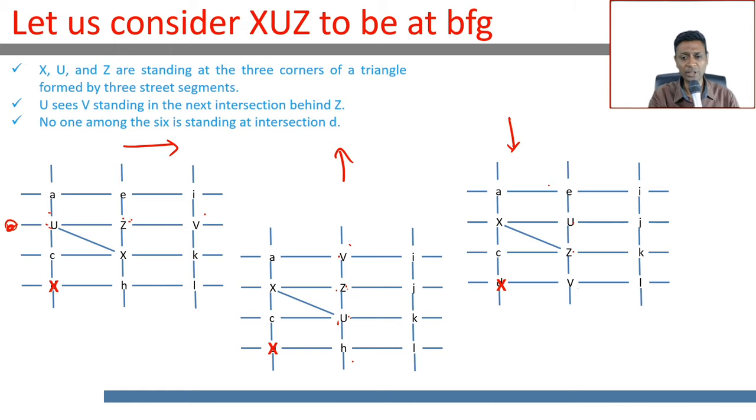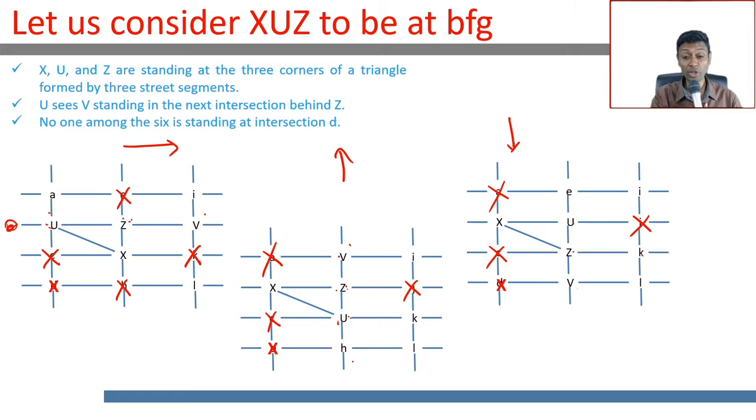Brilliant. Now we know that X can see only U and Z. That means if you look at this possibility, X is here. There's nobody here, nobody here, nobody here, nobody here. X can see beyond Z also, remember. Now here, there's nobody here, nobody here, nobody here. X were here, nobody here, nobody here, nobody here.